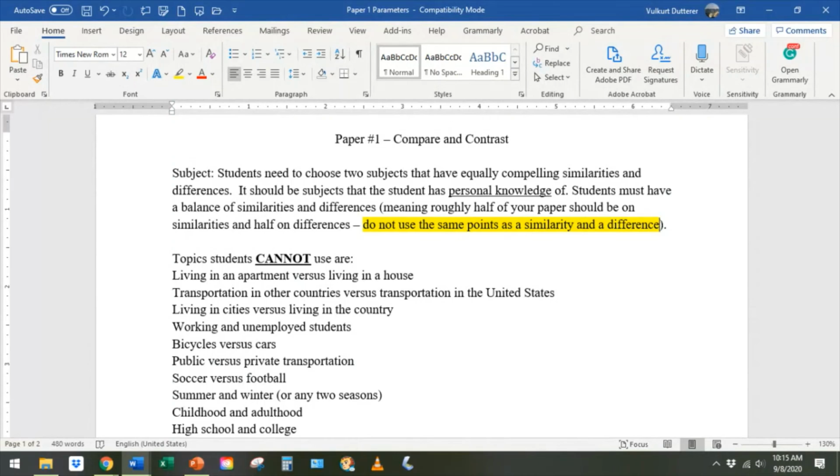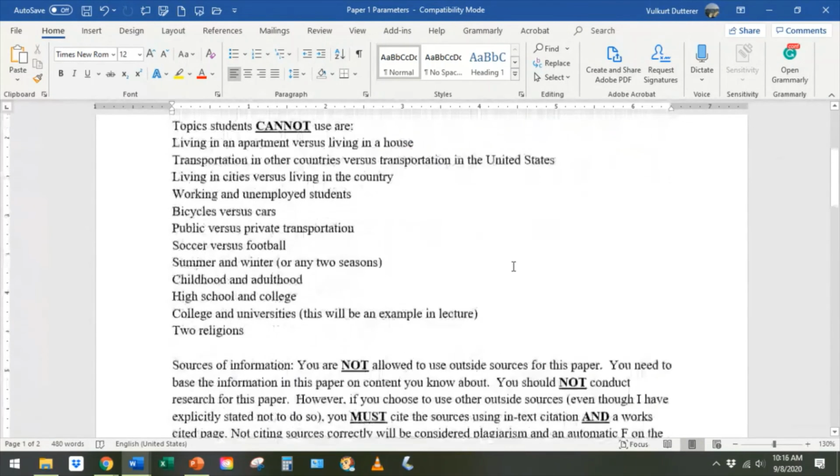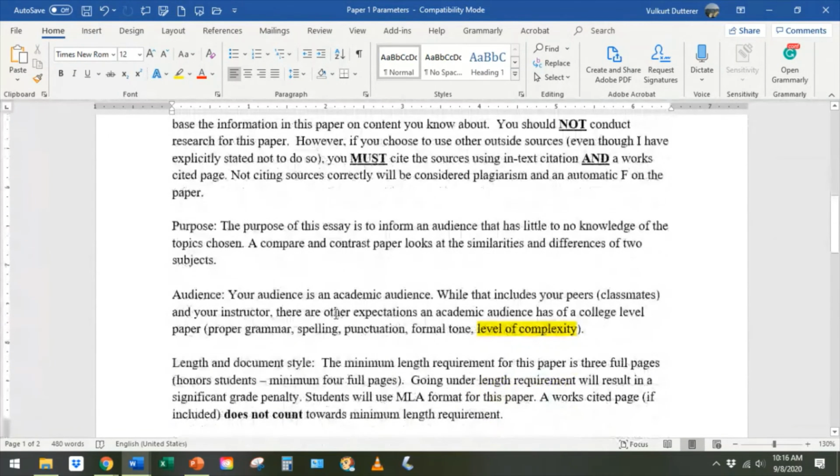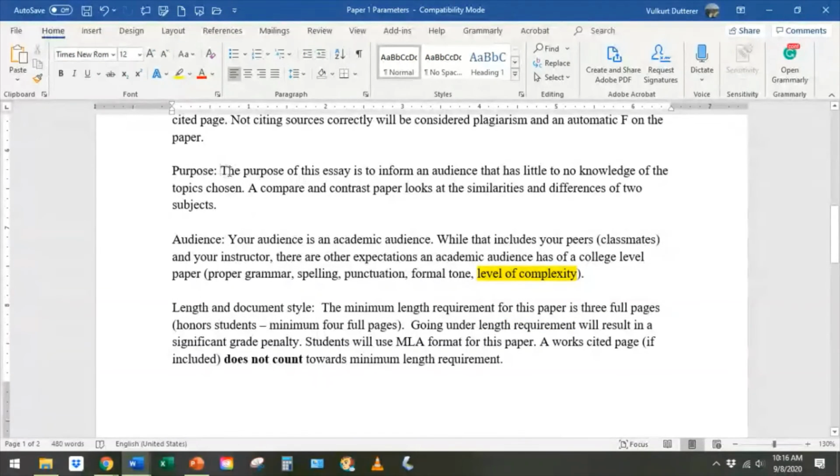Well, I would put it to you this way. The whole goal of this assignment is to tell your audience something that they have little to no knowledge of. The purpose of this essay is to inform an audience that has little to no knowledge of the topics chosen. Do you think that there's anyone in this class that does not know about how life was before and after the virus? Yeah, they do. Right. So would that be a good topic? No, it would not. Okay.